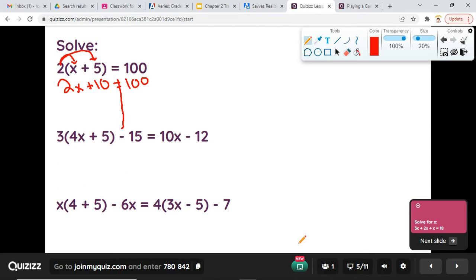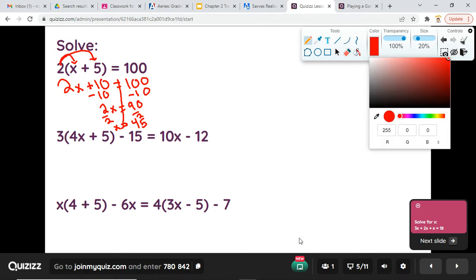Now this looks like just a two-step equation here, so let's solve by isolating our variable. The opposite of adding 10 is subtracting 10, so we'll subtract 10 from both sides and get 2x is equal to 90. Now we can divide by 2 on both sides, and 2 divided by 2 is 1. 90 divided by 2 is 45, so I get x is equal to 45.